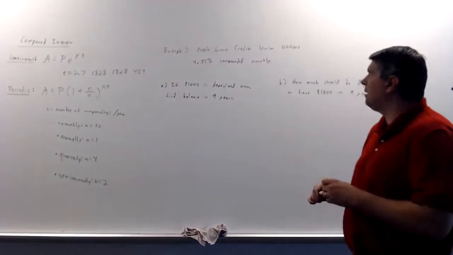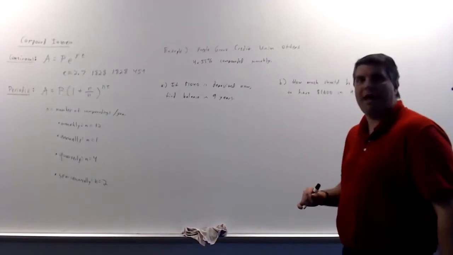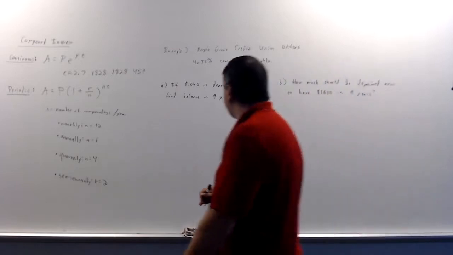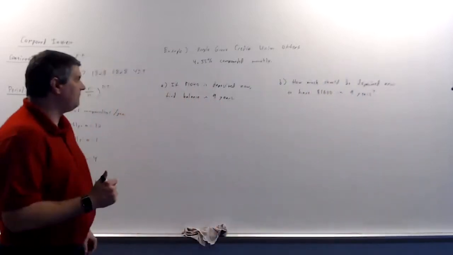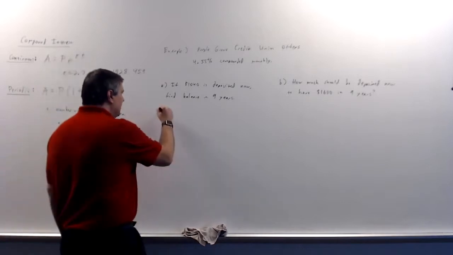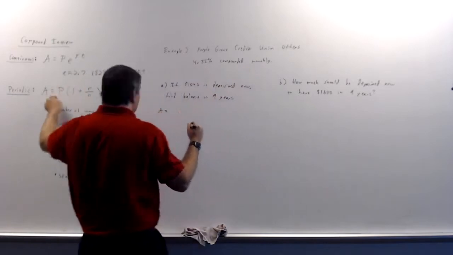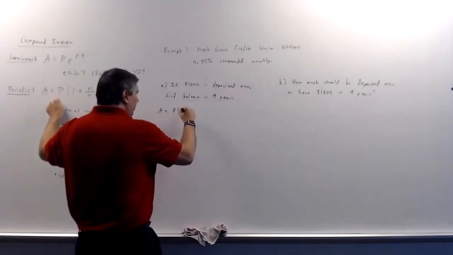Purple Grove Credit Union offers 4.55% interest compounded monthly. If 1,040 is deposited now, find the balance in 9 years. So it is a non-continuous, that means it's monthly, it's periodic. This is the appropriate formula.